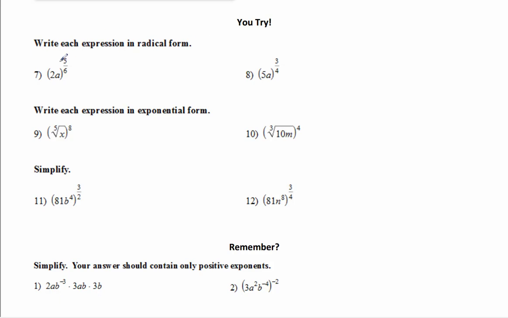Okay, number 7 here, you try. I want to put this in radical form, so I want some root there. What's the root? What's the index? It's a 6. Remember, denominator goes with the root. And then I have 2a inside, and all of this is being raised to the 5th power.